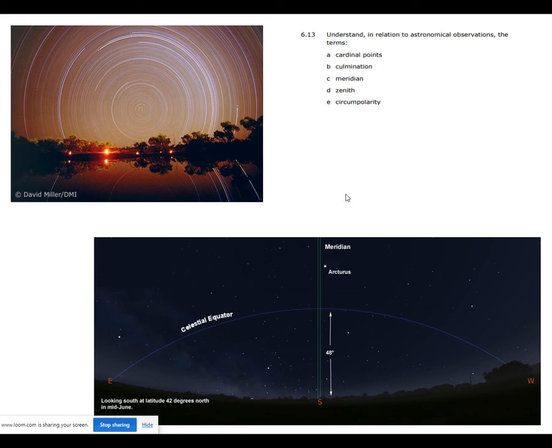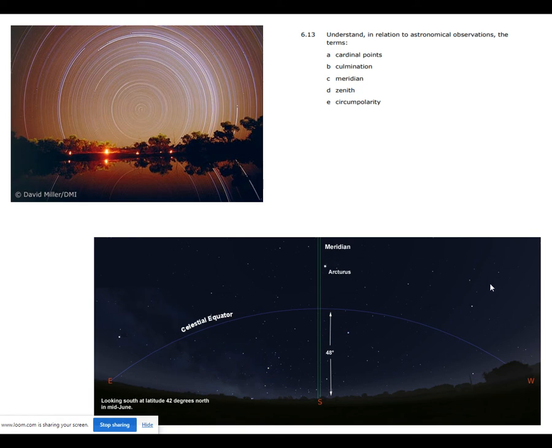Understand in relation to astronomical observations the terms cardinal points. Cardinal points are your north, south, east, and west. Culmination is when it crosses the meridian line there, so it should be at its highest point. The meridian line is this imaginary line that runs through south, sometimes referred to as running through north as well, but for this course, just think of it running through south.